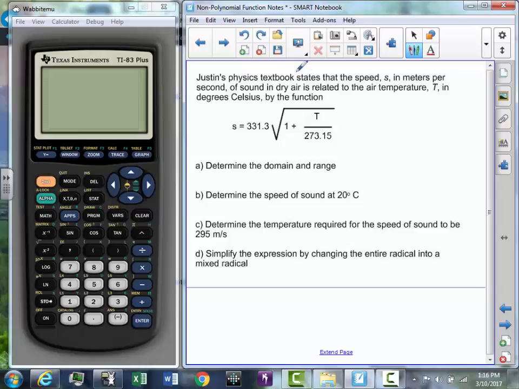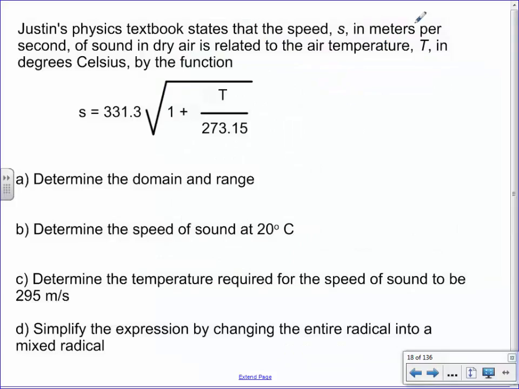So Justin's physics textbook states the speed of sound in dry air is related to temperature by this function. Here is our graph, right? They've given us a graph. Question 1, what's the domain and range?